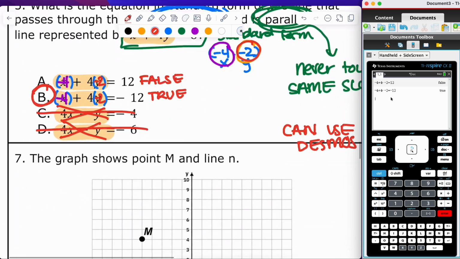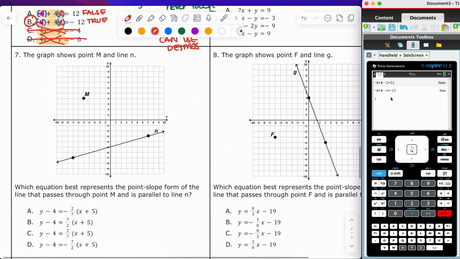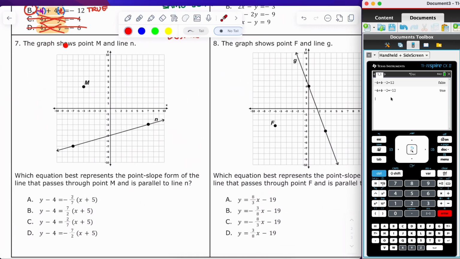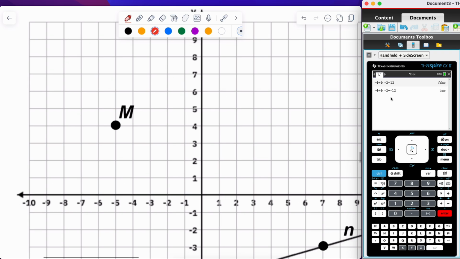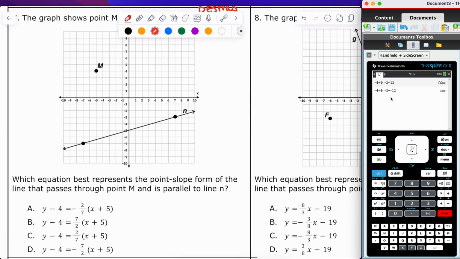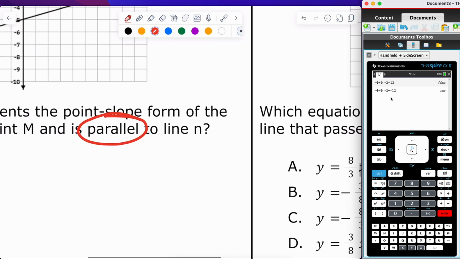All right. So last example says, the graph shows point M and line N. Which equation best represents the point slope form of the line that passes through the point M and is parallel to line N? So here we got to get our point. Well, first we got to find the important word. Parallel. And parallel means never touch, same slope.